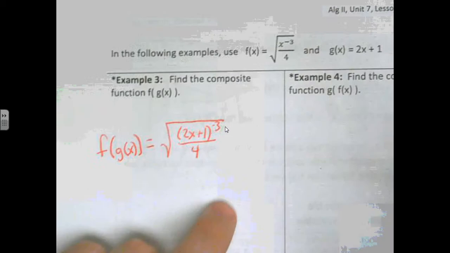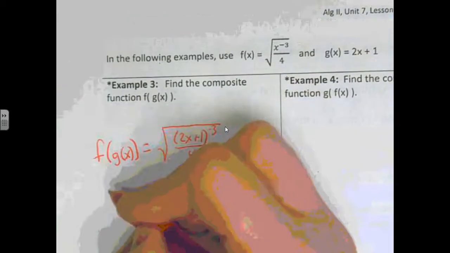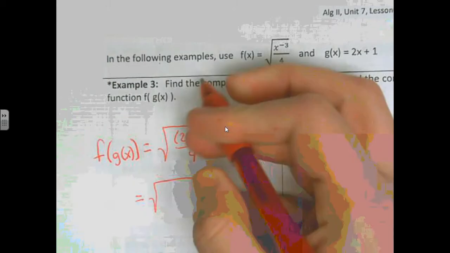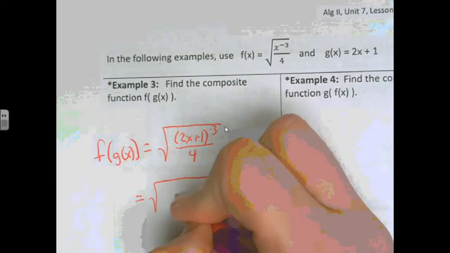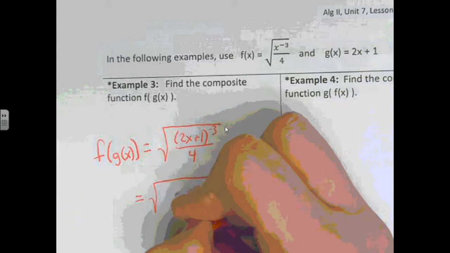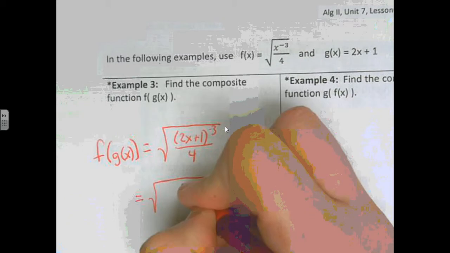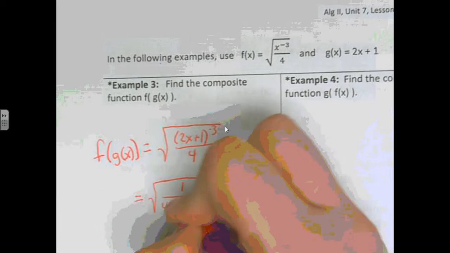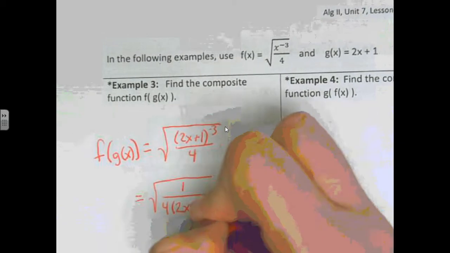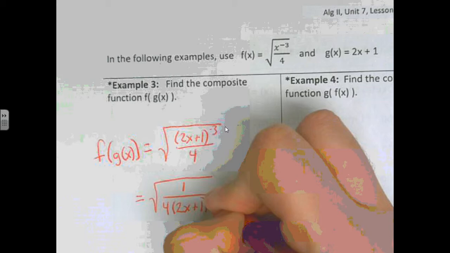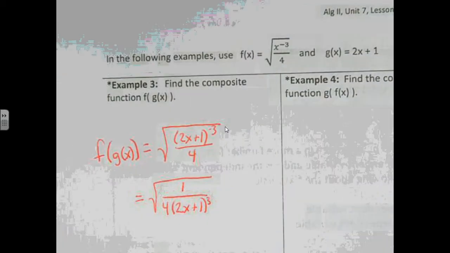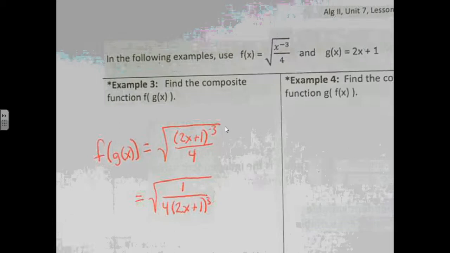And then this is going to be 1 over 4 times 2x plus 1 cubed.